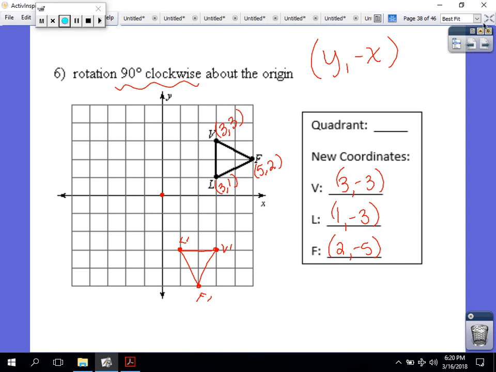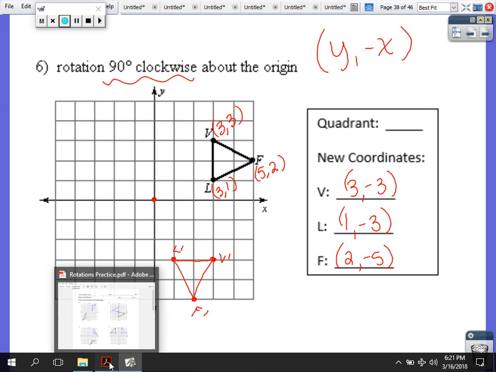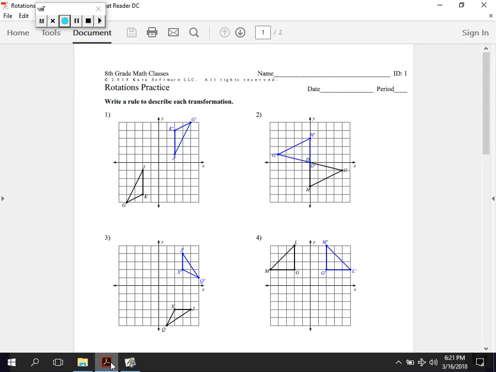Okay, so let's look at your homework assignment. So your homework assignment is here, and it's a rotations practice. So it says, write a rule to describe each transformation. So 1, 2, 3, 4, they have done a rotation. They're all rotations, and they want you to tell what type. Was it a rotation 180 degrees clockwise? Was it a rotation 90 degrees clockwise? Was it 90 degrees counterclockwise?